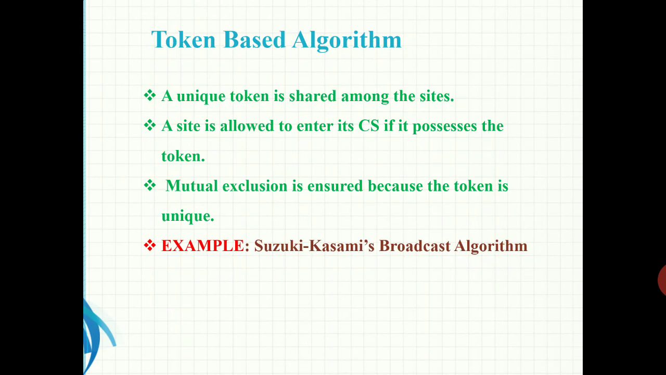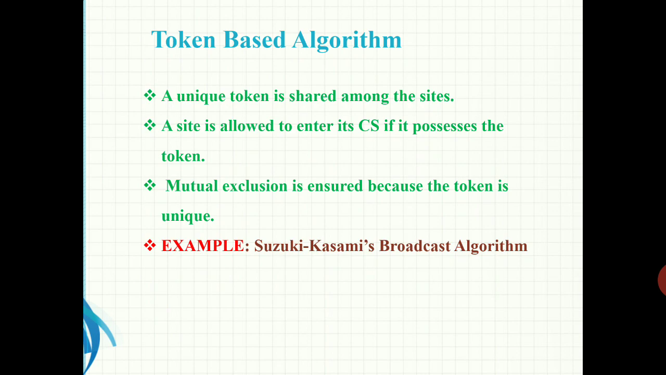In the token based algorithm, a unique token is shared among all the sites. That is, we have a set of sites in the distributed system. We will share a common unique token among all the sites. If a site possesses the unique token, it is allowed to enter the critical section. So only if a particular site has the unique token can it enter the critical section. This approach uses sequence numbers to order the requests for the critical section.